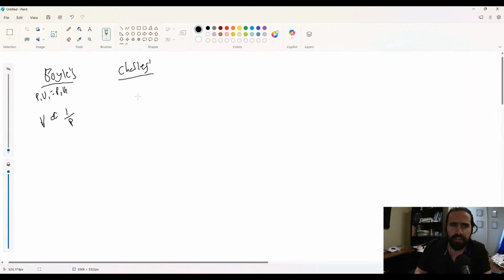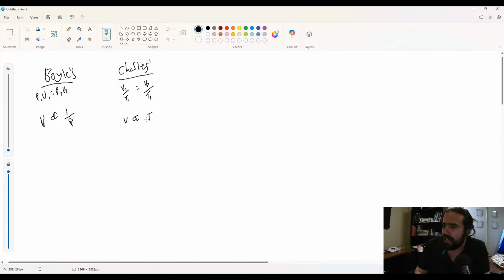Okay. Charles' law, if you'll recall, states that there is a direct link between V and T. So they're directly proportional. We saw this as V1 over T1 equals V2 over T2. But when we say they're directly proportional, that also means that we would say that V is proportional, there it is again, to T.